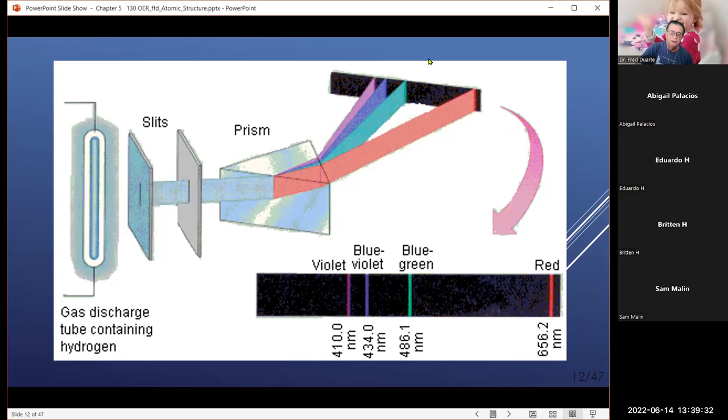So if we take this tube, there's a glass tube with some kind of gas in there, hit it with some electricity, lights it up like a fluorescent light bulb. We take its light and we run it through a slit, and all that's doing is just focusing the light, okay? Nothing fancy. Just focus the light into a prism. The prism then breaks this white light, if you will, up into the different wavelengths.